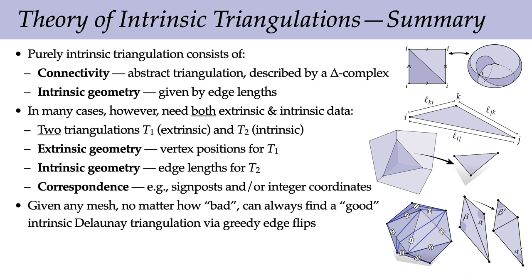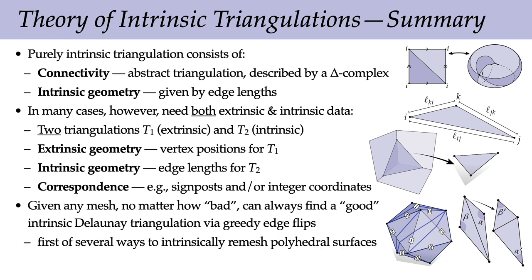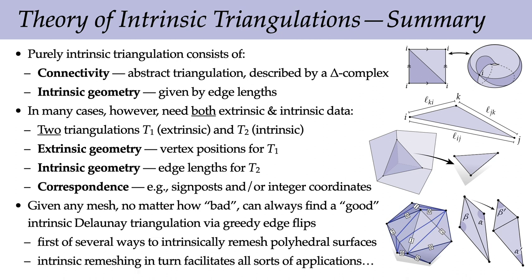Another important fact is, given any mesh, no matter how bad the mesh is, we can always turn it into a sort of good mesh by constructing this intrinsic Delaunay triangulation. And that can be done quite efficiently by just this greedy edge flipping algorithm. Okay, and that's going to be the first of several ways that we're going to look at to intrinsically remesh polyhedral surfaces. This intrinsic remeshing, in turn, facilitates all sorts of interesting applications that we'll talk about next.